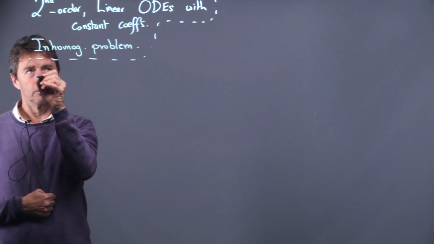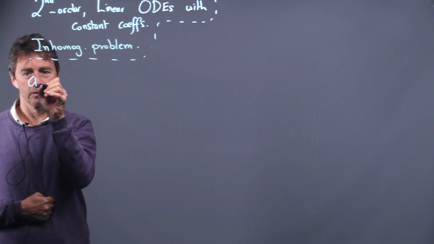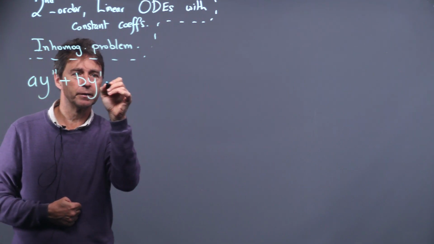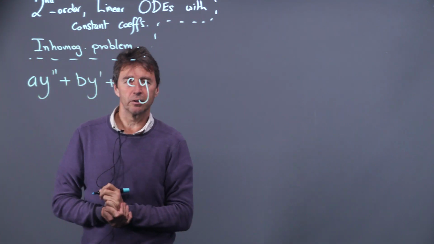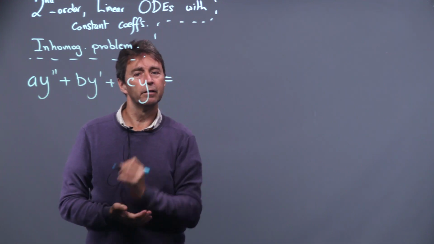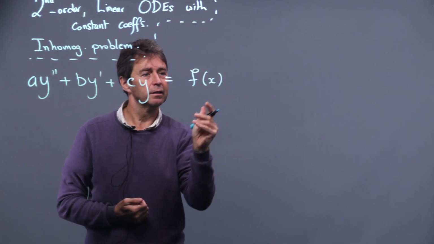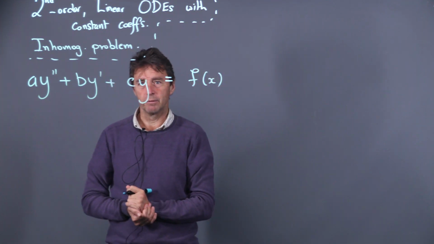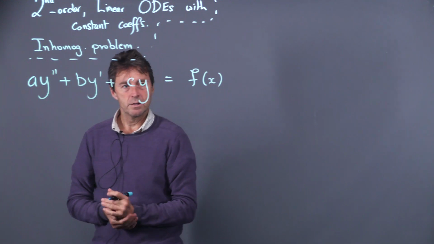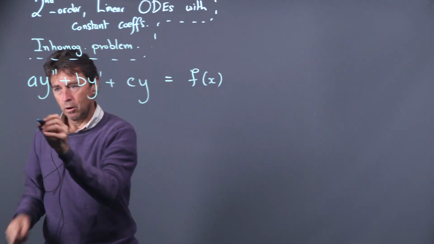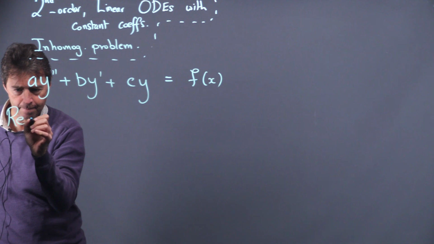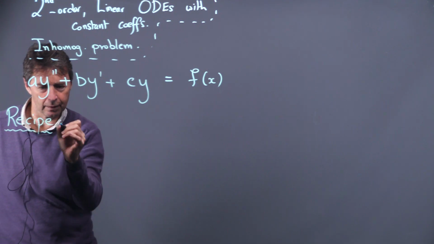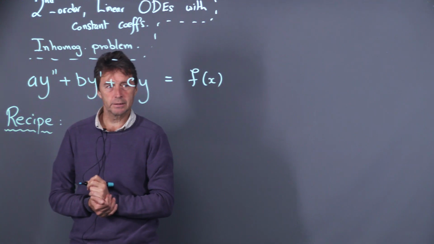All right, so what do I mean by these words? Well, we have a constant times the second derivative plus another constant times the first derivative plus constant times the function is equal to f of x. So now we've got something on the right-hand side. That was the homogeneous problem that we've already solved. Okay, so to solve this, we're going to use a recipe, and we'll elaborate a little bit more later on how it works.